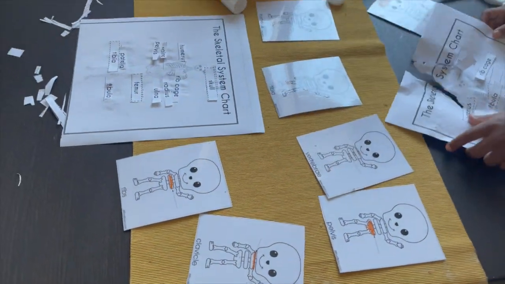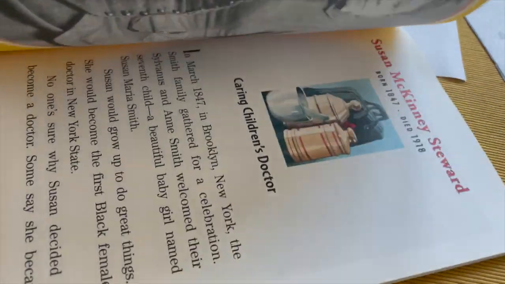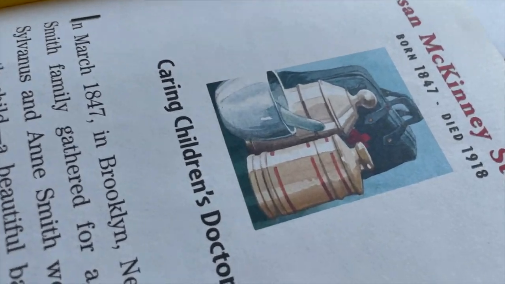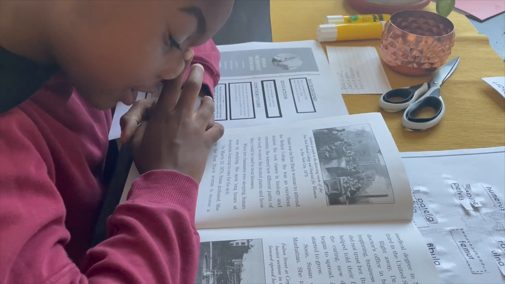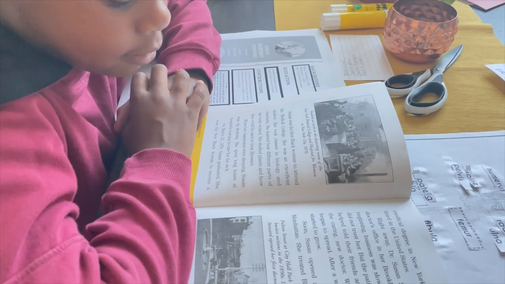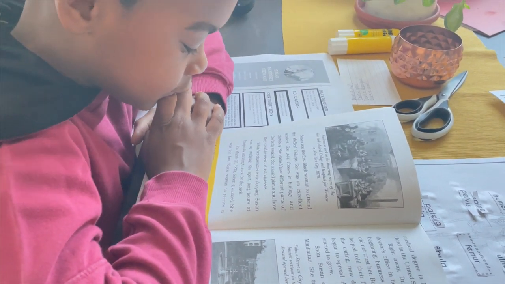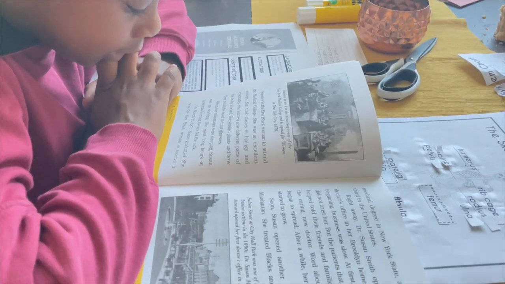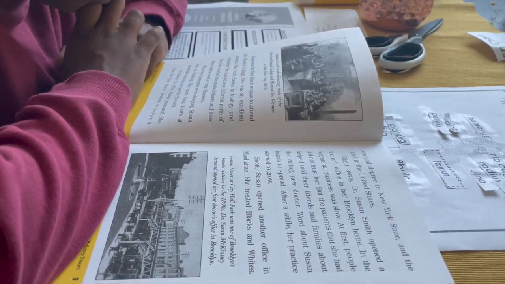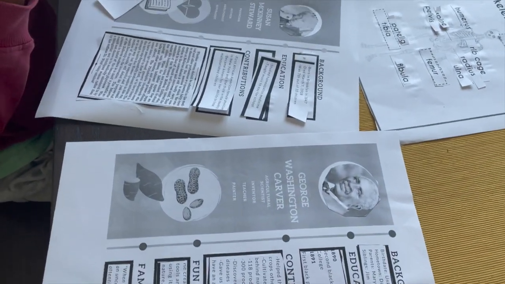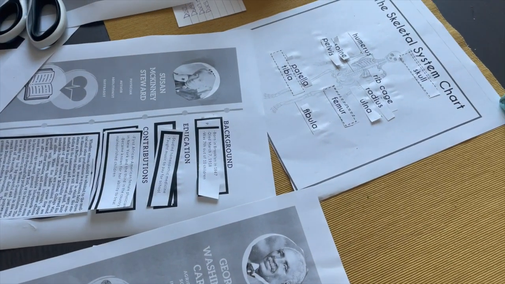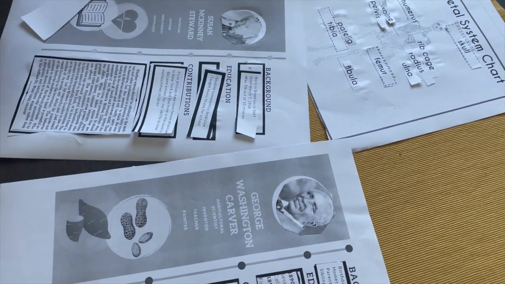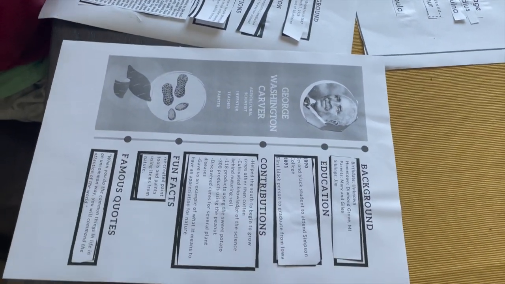So for the history aspect of our unit study, first up, we studied Susan McKinney Stewart using the Five Brilliant Scientists book. We read through the information about Susan McKinney Stewart, and as an activity for that, I had him cut and paste for his infographic. This is a part of a DIY history encyclopedia we're putting together for the end of the school year. So it's going to include all of the pioneers we study.